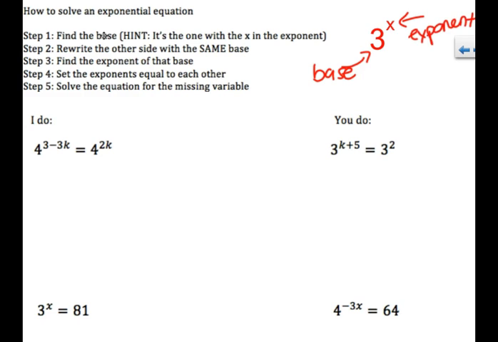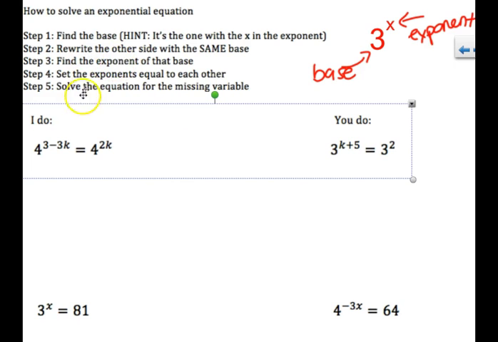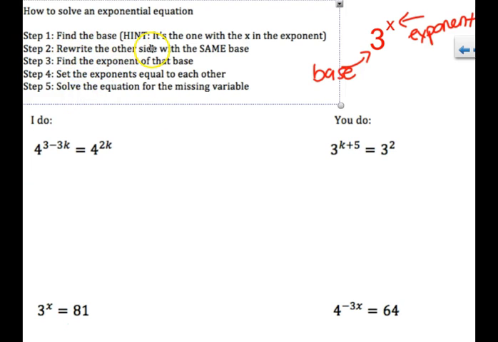So when you see a problem, look for your variable, and then the number below it is going to be your base. So when we solve equations, we have to rewrite the other side with the same base. Okay, so for the example in this first problem, I have a base of 4 on the left and I have a base of 4 on the right.